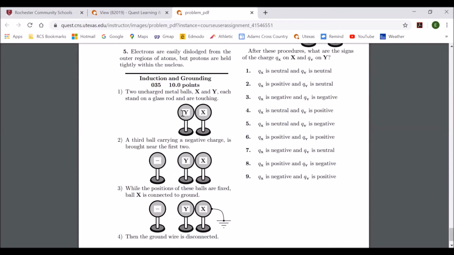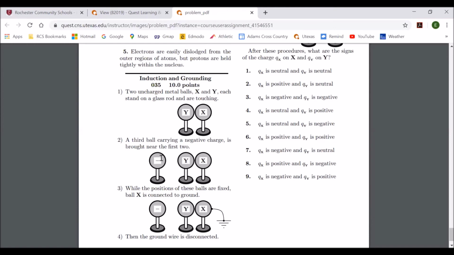So this is what I've got. I've got two things. It says they're uncharged, and it says they're standing on a glass rod. That just means that they are isolated from the actual ground. So Y is up here in the air, and so is X. And they are touching. They behave like one ginormous conductor because that's how conductors behave when they are in contact with each other. A third ball with a negative charge is brought near the first here.